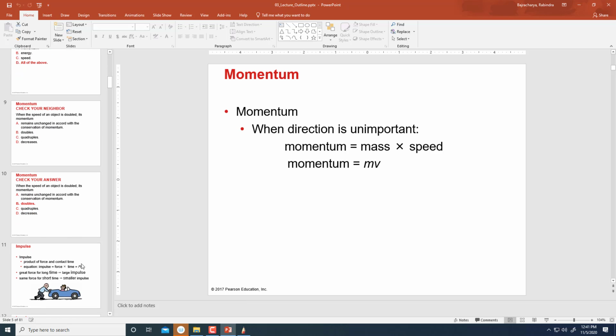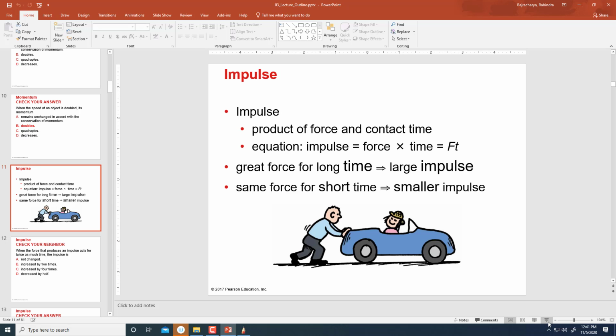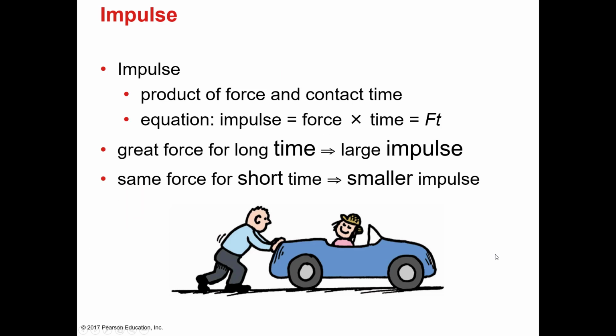The next thing we talked about is impulse. Impulse is the product of force and time. If you apply force on an object over some time, so you're pushing an object for some time, then you're applying an impulse. So impulse is force times time.